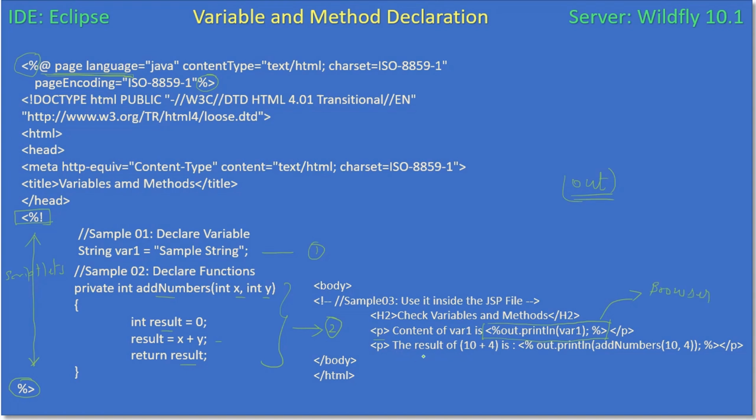Similarly, here if you see the result of 10 plus 4, this is nothing but an HTML paragraph tag, and within that we are embedding JSP text, out.println. We are making a call to the addNumbers function passing 10 and 4. So this will compute the sum and return the result, and that returned result we are giving to out.println.